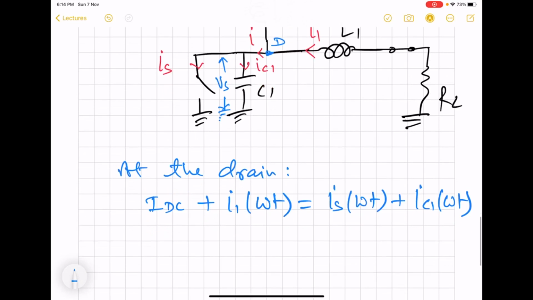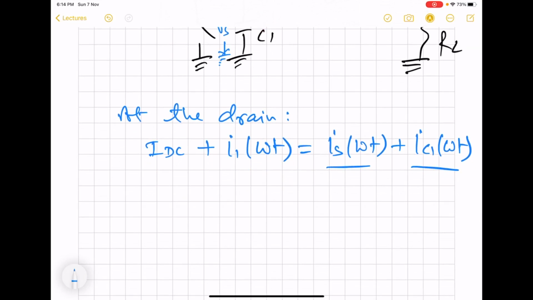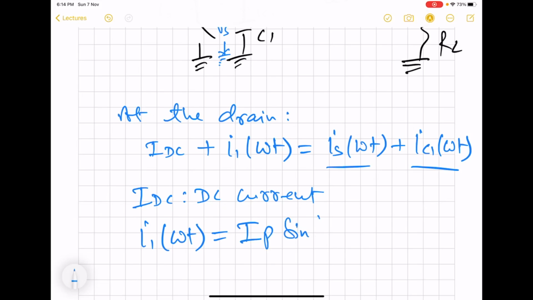And at any given moment of time, of course, only one of these two will be present, other will be zero. Because when switch is closed, IS will be there and there will be no current through capacitor. When switch is open, no current through switch, but current through the capacitor C1. And here additionally, let me write this. This is the DC current, and I1 is going to be sinusoidal.